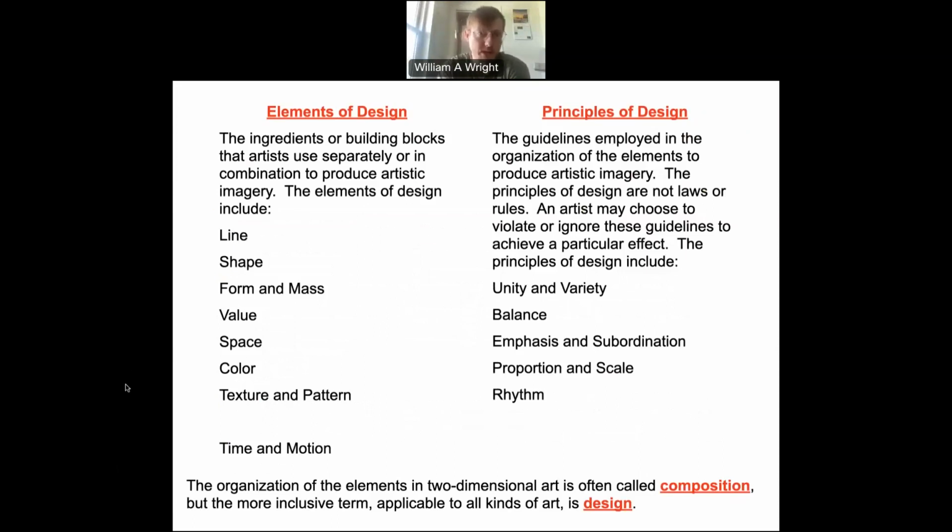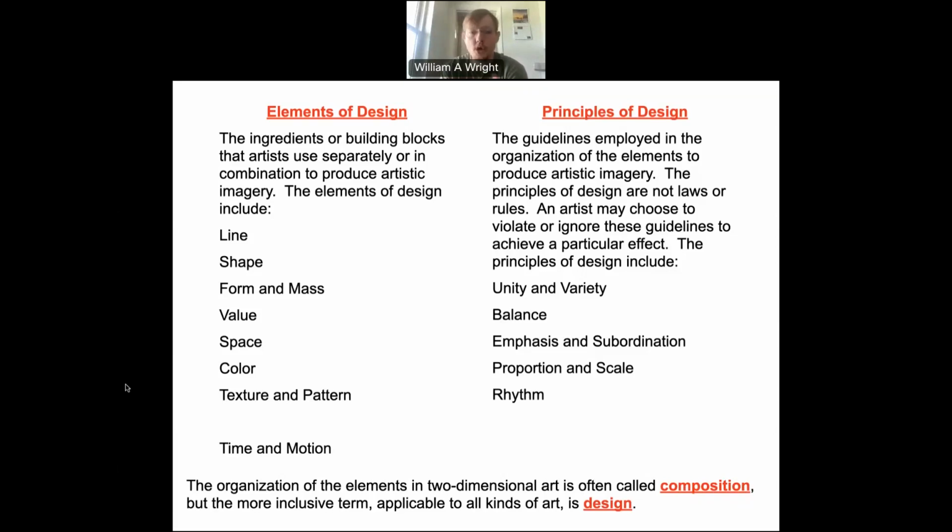In any case, the elements are the ingredients or building blocks that we use separately or in combination to create imagery. And they're the typical seven: line, shape, form, and mass. Value, space, color, and then texture and pattern. I combine them into seven. Sometimes there's eight. Sometimes there's also a 9 and 10 with time and motion. But that has to do with sculpture, and it's a more broad, nuanced thing. So I don't talk about those.